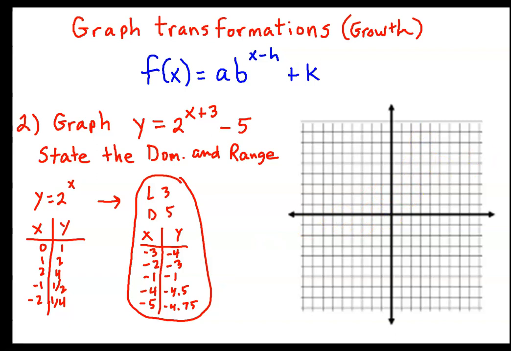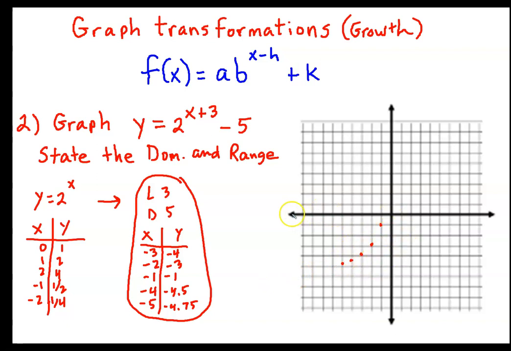All right, so let's take a look at what this looks like. Negative 3, negative 4, right there. Negative 2, negative 3, negative 1, negative 1, negative 4, negative 4.5, and then negative 5 is going to be a little bit lower than that.